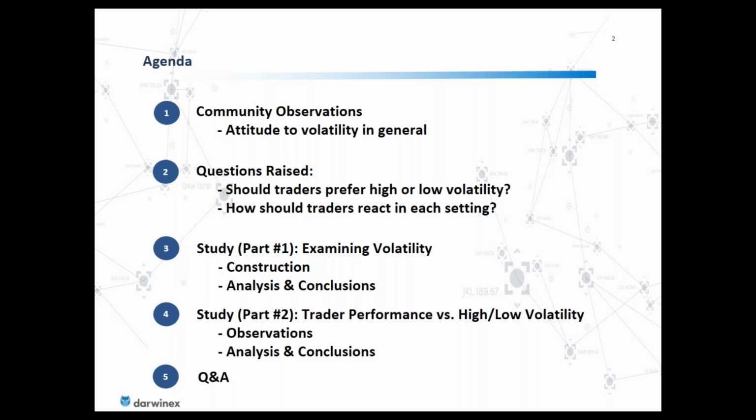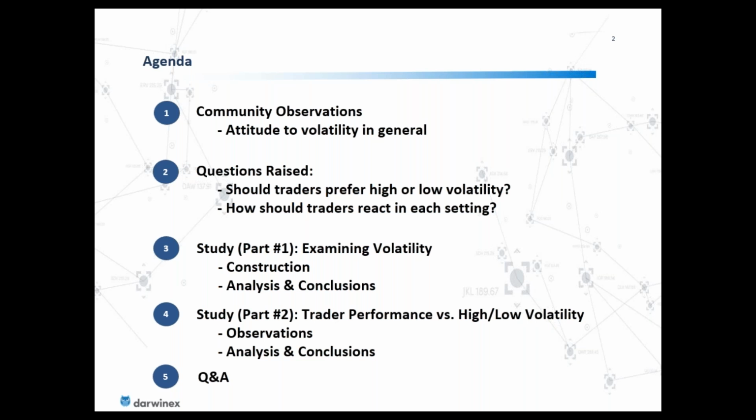Once we've discussed those observations, analyzed some questions that are raised as a result of those observations, we'll go on to examine volatility and its impact on trader performance in a two-part study. In the first part, we'll simulate volatility. We'll construct an appropriate data set that we will then analyze for volatility. It will allow us to form some conclusions on how volatility generally behaves. And in the second part of the study, we'll go on to compare trader performance in the Darwinex community versus high or low volatility, the observations that come about as a result of that comparison, and we'll go on and analyze those observations and put forward some conclusions to the same.